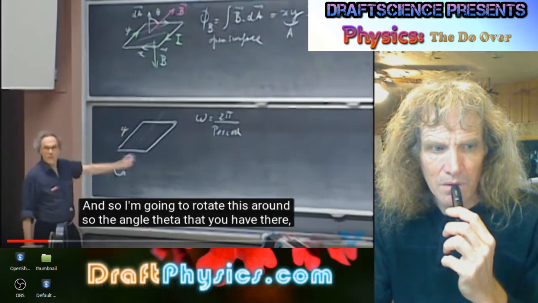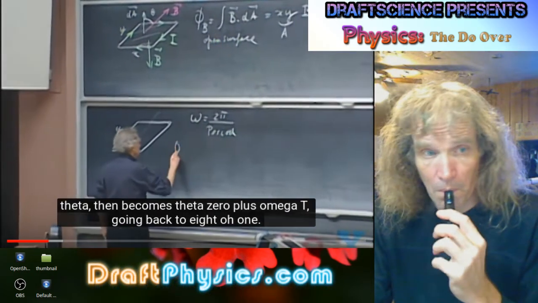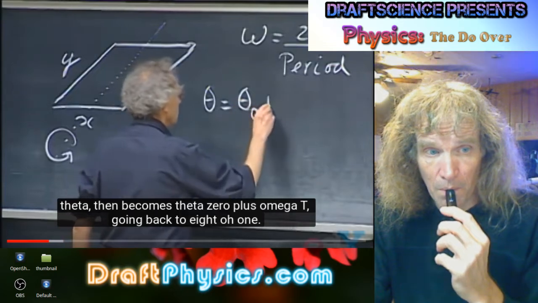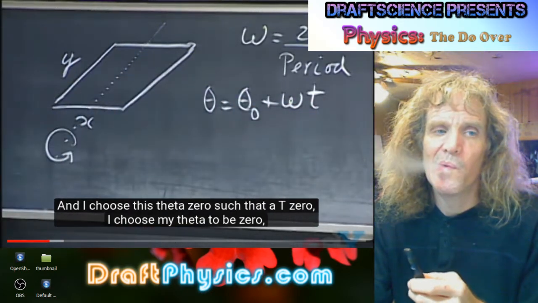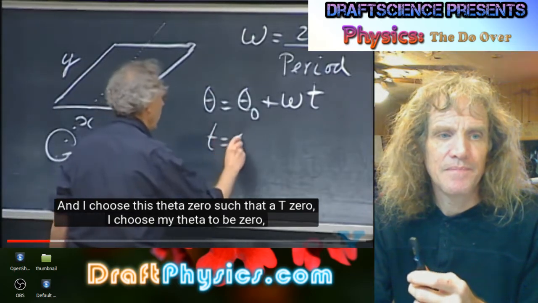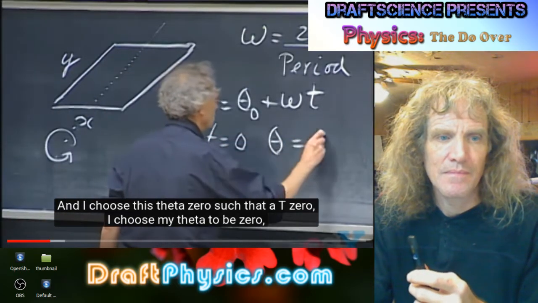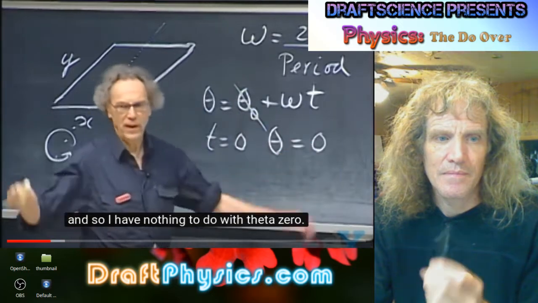So the angle theta that you have there becomes theta 0 plus omega t. I choose this theta 0 such that at t equals 0, theta is 0. And so I have nothing to do with theta 0.